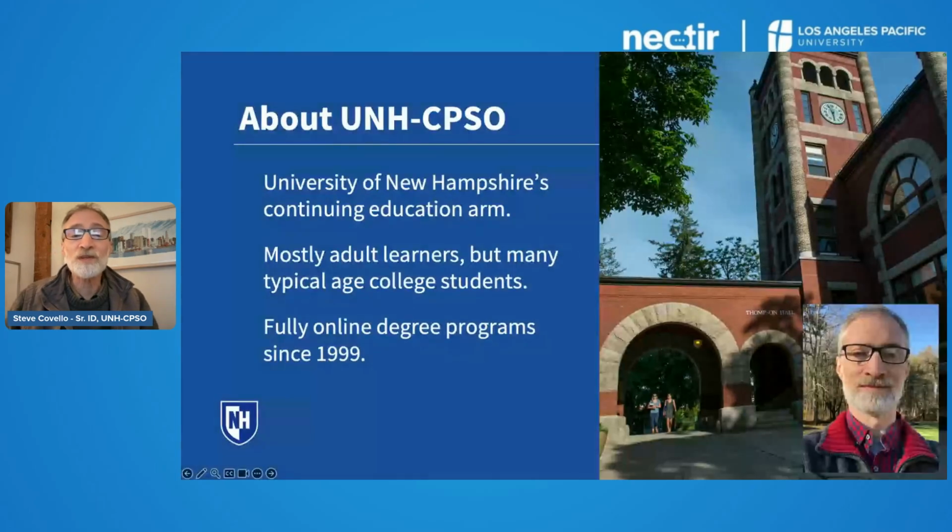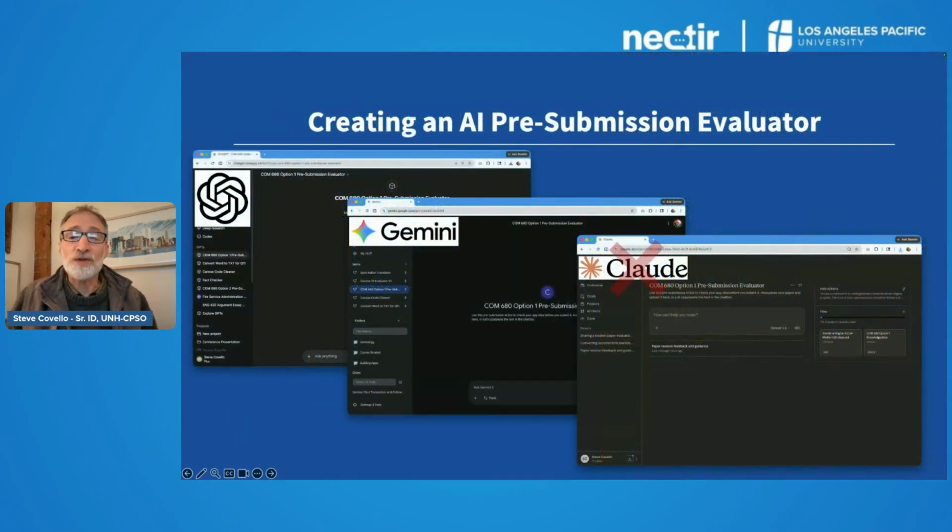We're serving mostly adult learners, but we're finding that there's a lot more typical age college students enrolling in fully online courses. So this is becoming more common because they seem to want that level of access. And this is a demonstration of how I created a pre-submission evaluator to improve the quality of student draft paper submissions for my online class.